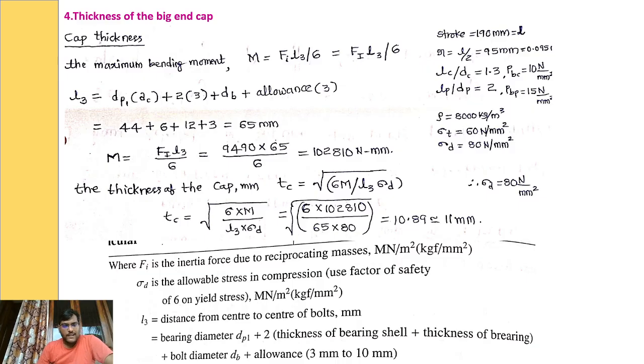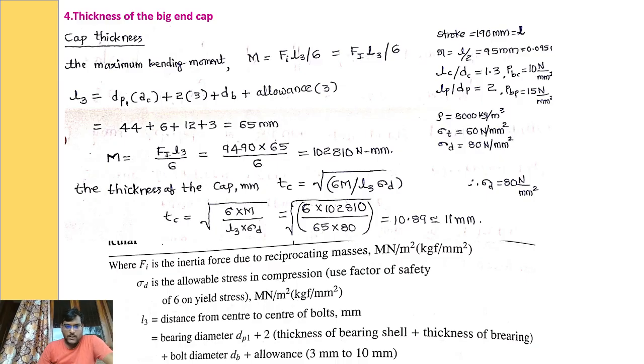Okay. So here we need an L3 value and M value. So we have a direct formula for L3. This is the data book formula. This is the L3 formula. L3 means distance from center to center of bolt.